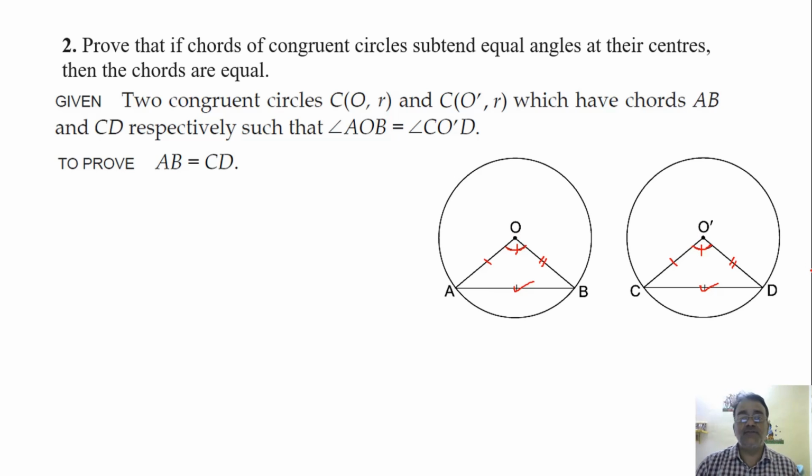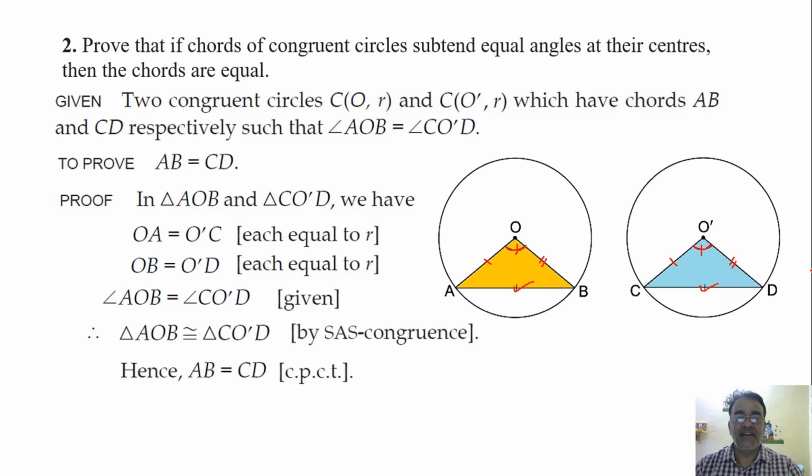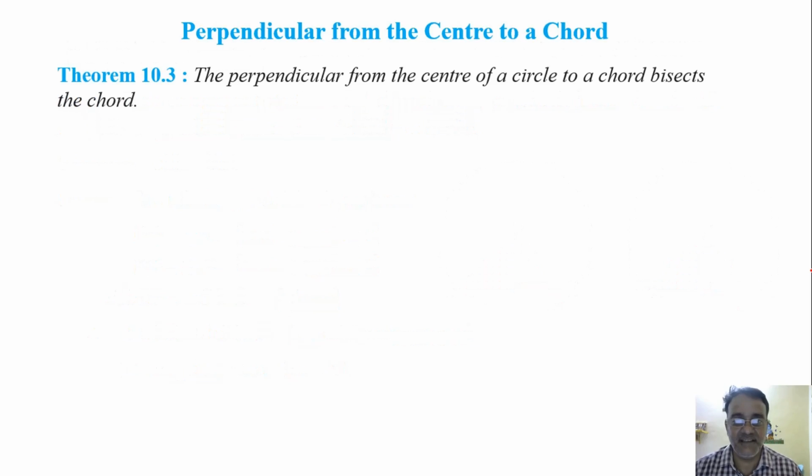Okay, so these two triangles are congruent by which criteria? SAS criteria. Yes, very good. Here it will be SAS. Okay, so that will imply AB is equals to CD. Why? CPCT. CPCT, right. So this is question number 2 of the second exercise. Now we are moving towards the next theorem under the topic perpendicular from the center to a chord.